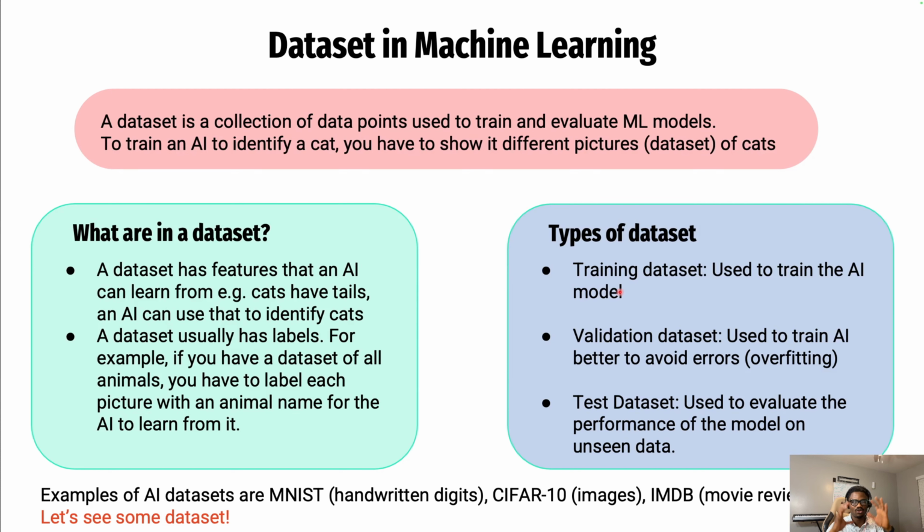So just know that when you have your data set, we actually have to group them into three, called training data set, validation, and test. Okay, so that we can use those three data sets to do different things.